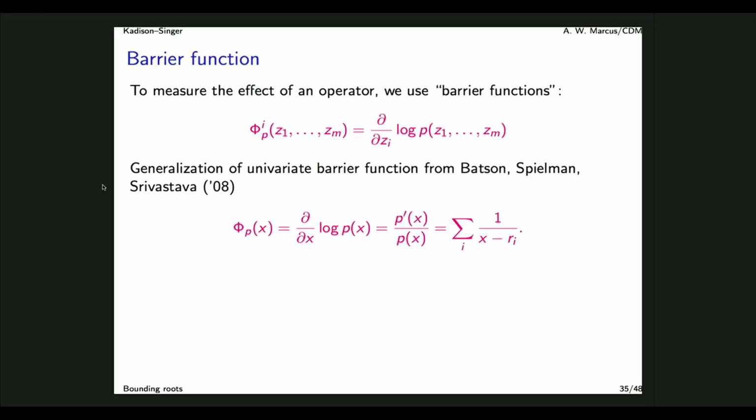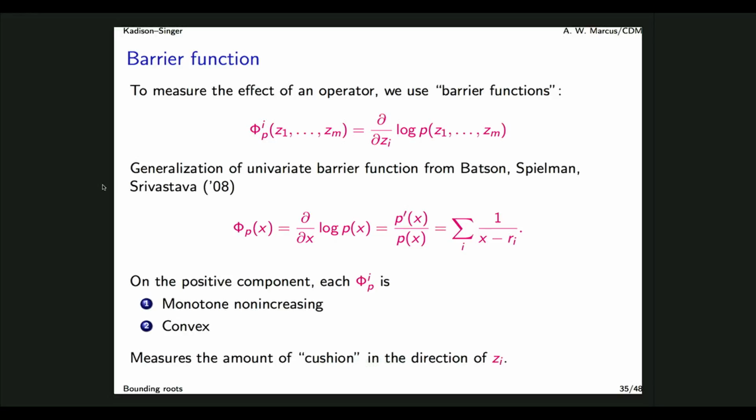And you can get all of the insight into what this barrier function is doing by looking at the univariate case. In particular, on the positive component, each of these is monotone non-increasing as you go up, and it's also convex. And you can think of it as measuring the amount of cushion in the direction of zi. So it tells you how close you are to the edge. If you sort of don't want to be on the other side.